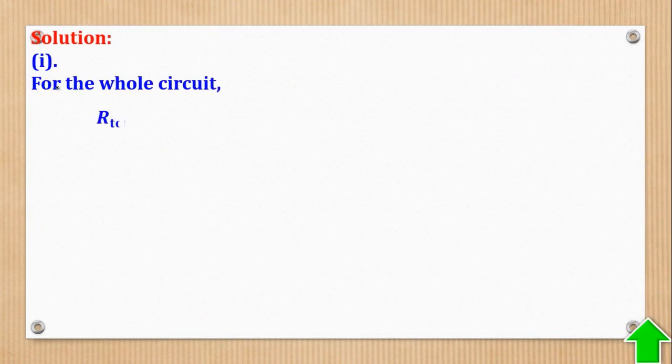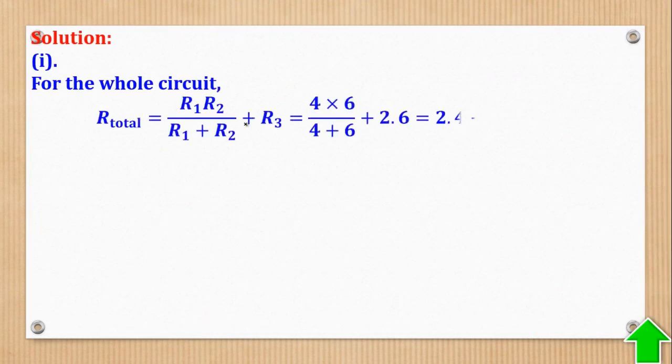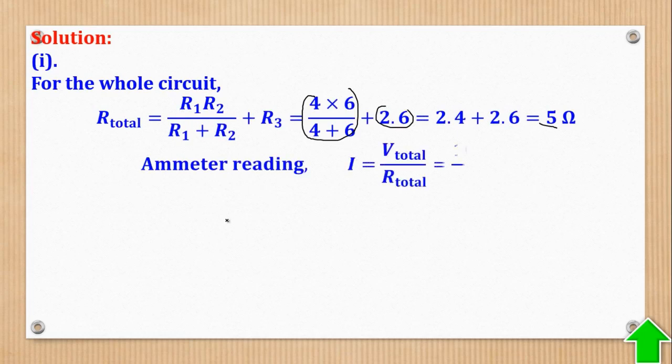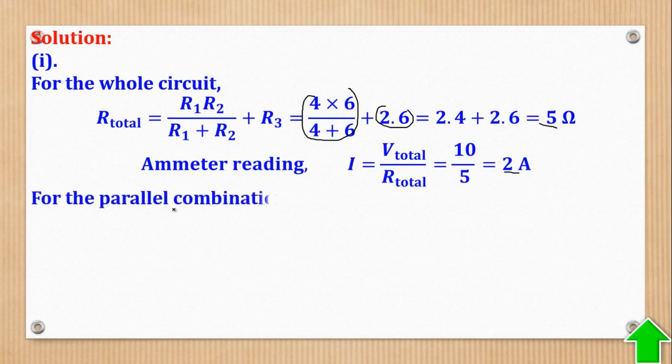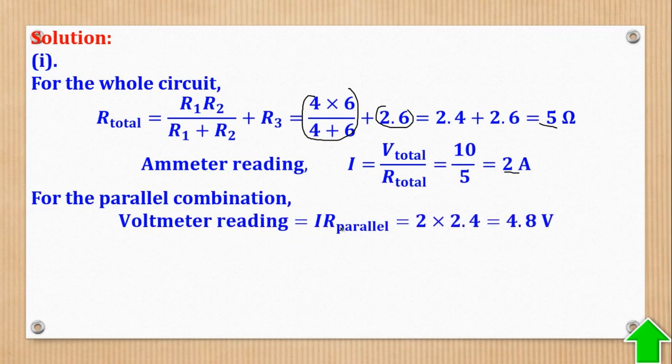So here for the whole circuit, total resistance will be given by first combining these ones in parallel, then adding on this one in series to give you 5 ohm. Then the ammeter reading, total PD over total resistance, gives you 2 ampere. Now for the parallel combination, the voltmeter reading will be I times R parallel. R parallel is the resistance for the parallel combination, which is 2.4, and the current is 2 ampere, to give you 4.8 volt. So that is the voltmeter reading.